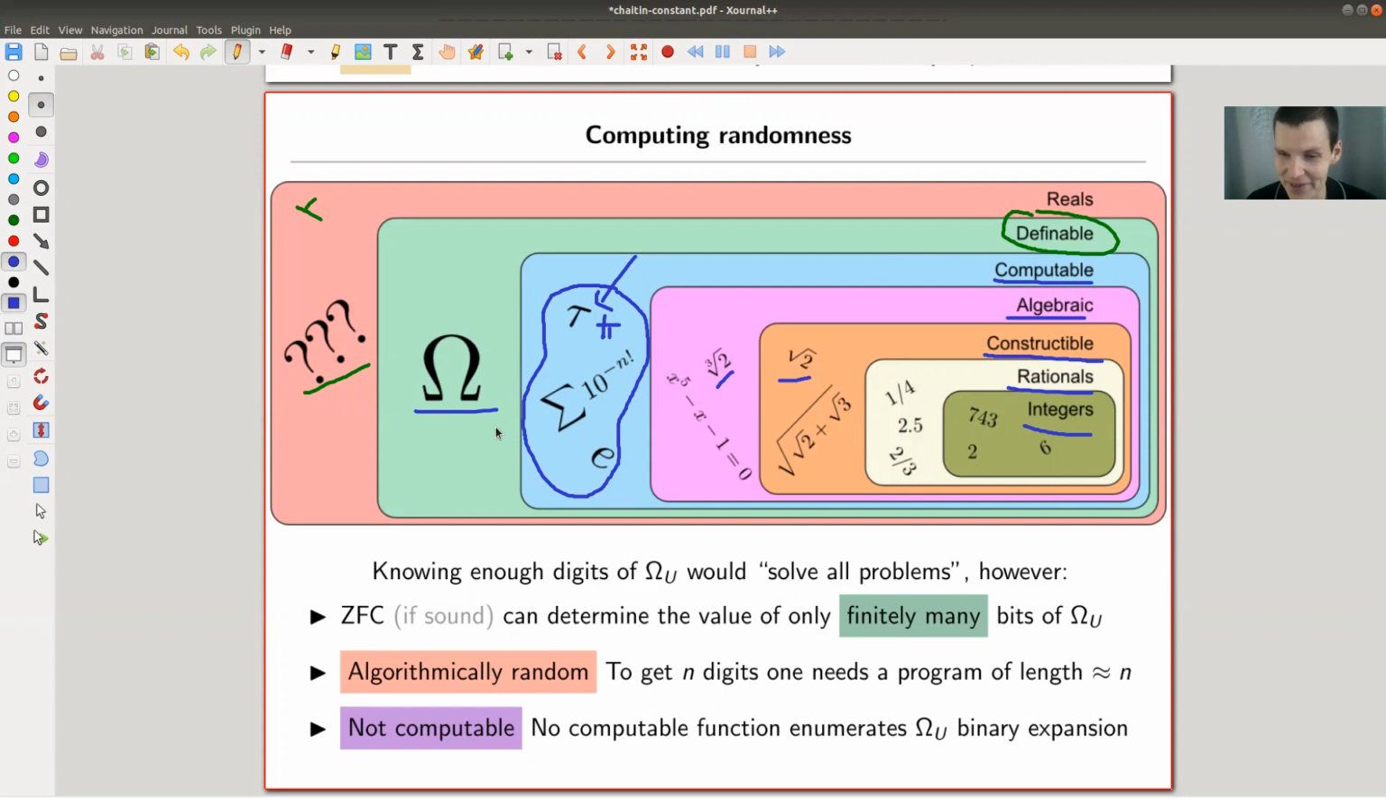There are some really cool theorems about omega. For example, if you like to work in some fixed universe for set theory, a fixed axiom system for set theory, the most famous one, of course, Zermelo-Fraenkel with choice, then you can prove that, independent of you, you can only determine finitely many bits of this omega, right? As I said, depending on you, you might actually be really unlucky, and it might happen that you can't compute any single digit of it. Which is kind of a funny statement anyway.